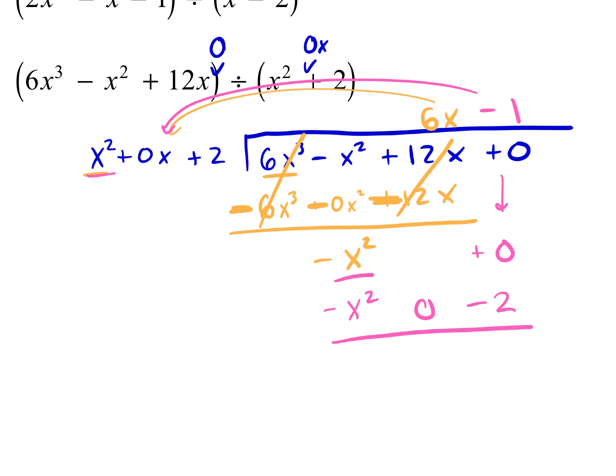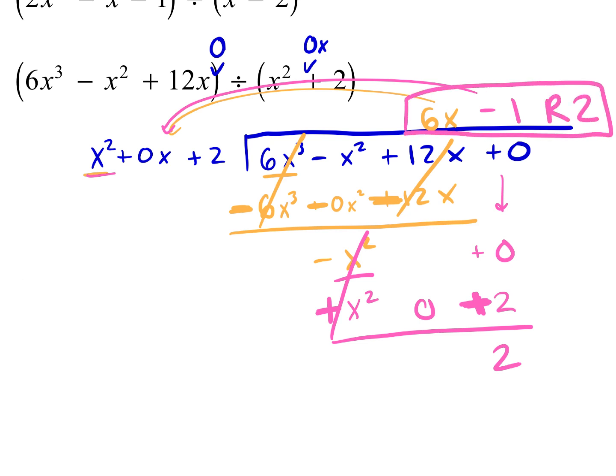What's next? Change the signs and combine. So the x squareds cancel. I have 0x, so I don't need anything there. And 0 plus 2, 2. What's next? Perfect. Our remainder is 2. So our answer is 6x minus 1, remainder 2.